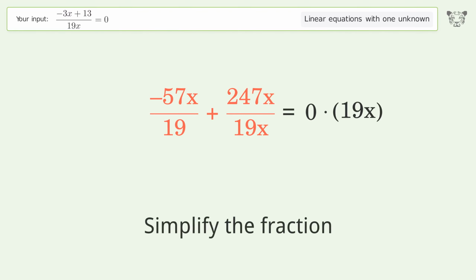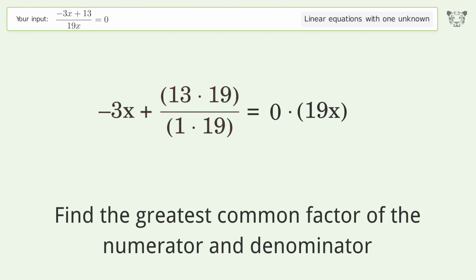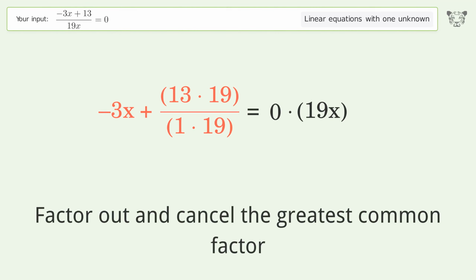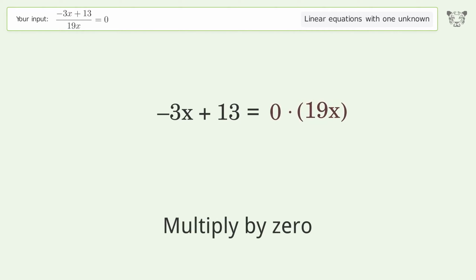Simplify the fraction. Find the greatest common factor of the numerator and denominator. Factor out and cancel the greatest common factor. Multiply by 0.